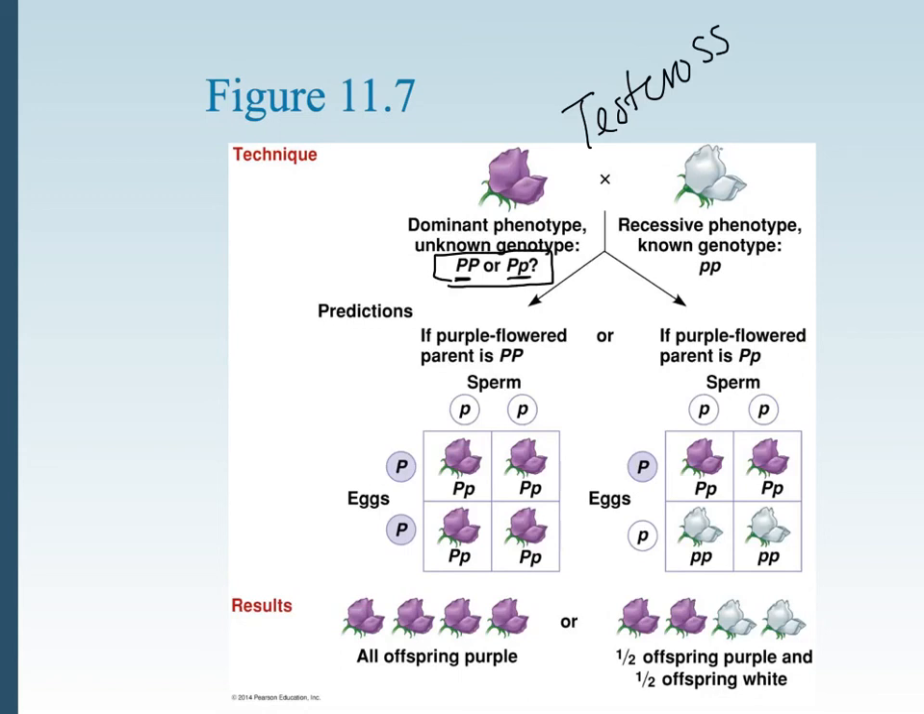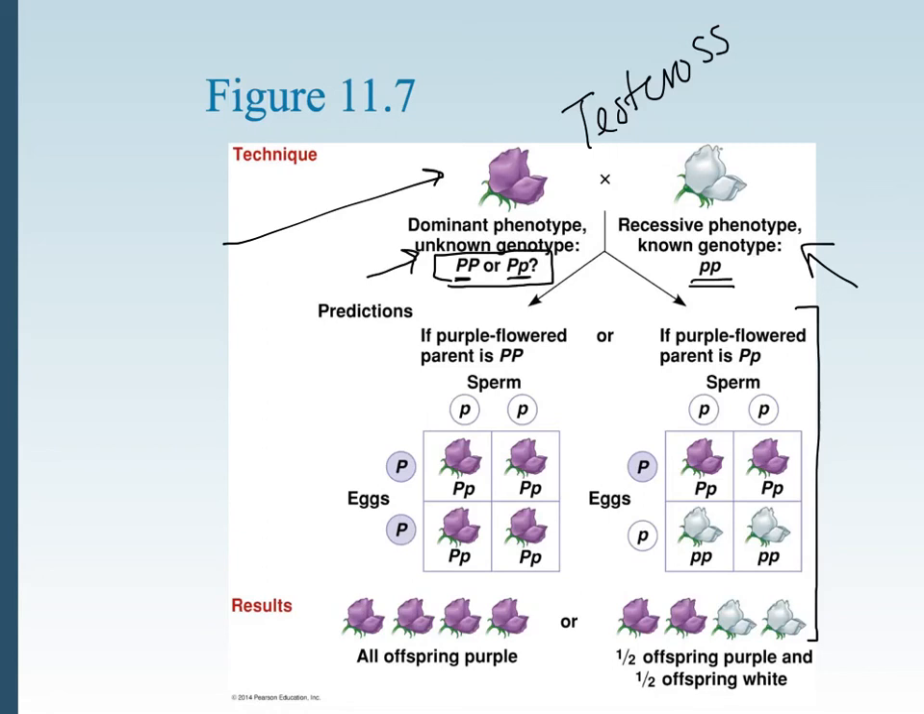What the test cross does is take an organism of unknown genotype and cross it with a recessive phenotype. If it's the recessive phenotype, we know it has to have the genotype lowercase p, lowercase p. Then we take a look at the progeny, and by looking at the progeny, we're able to determine what the original parent was, and consequently what the possibilities are for the children, or the progeny.